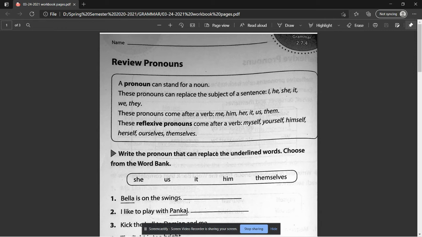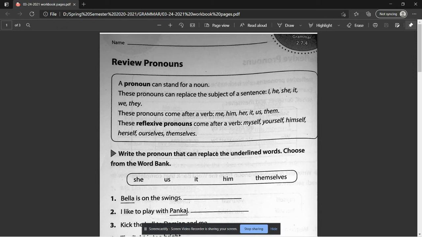Now, these pronouns can replace the subject of a sentence: I, he, she, it, we, they. We know that these are subject pronouns, right? And they can replace the subject of a sentence. These pronouns come after a verb: me, him, her, it, us, them. Those are called what? Object pronouns. Those are called object pronouns and they come after a verb.